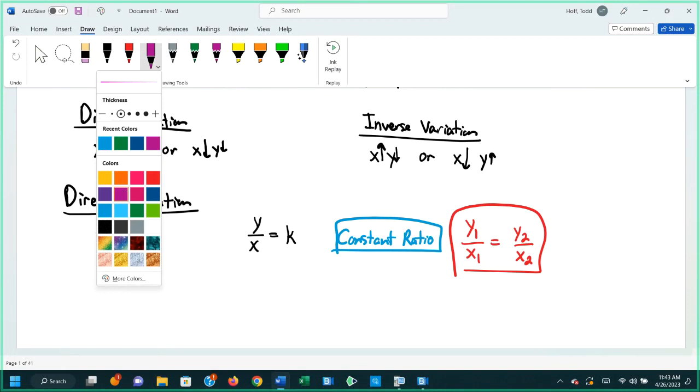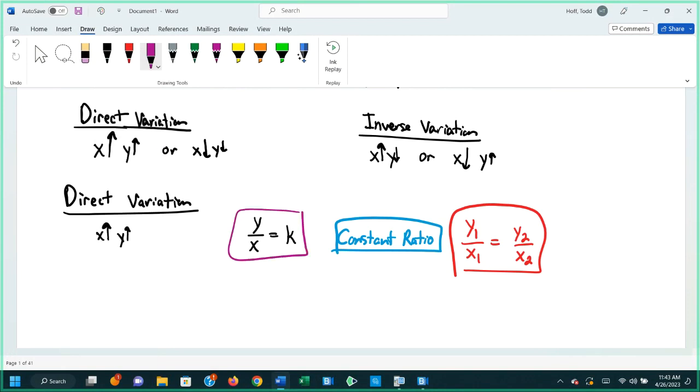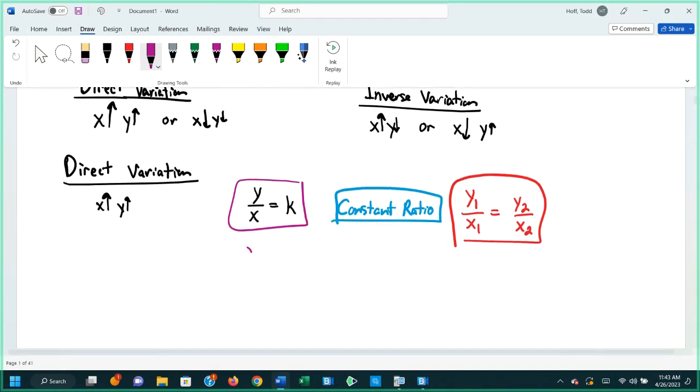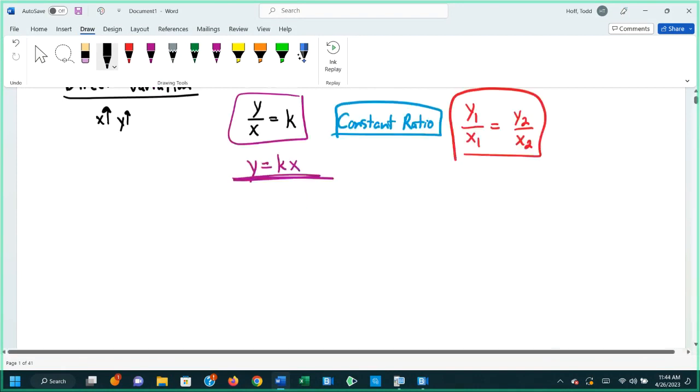Now, rather than using this setup, often it is easier to use, more convenient to set it up like this: y equals a constant times x. So if we know x and y are directly related, or vary directly with each other, we know the relationship is going to take that form.